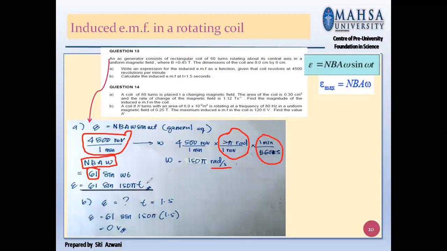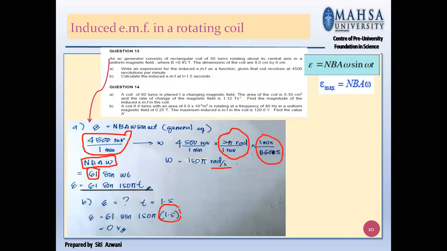Okay. Question B, you want to calculate the induced EMF at 1.5 second. From your question A, E equal to 61 sine 150 pi t. Then substitute the value of the time t with 1.5 second, and then solve your equation, your formula.